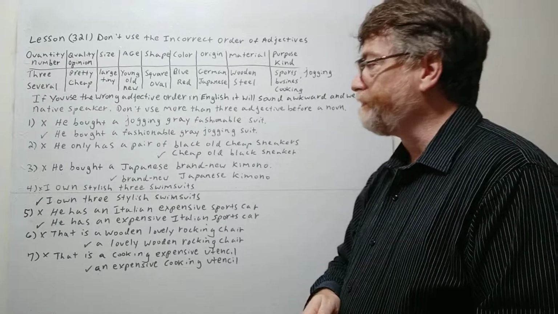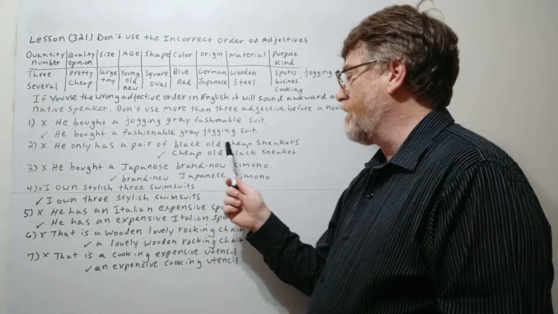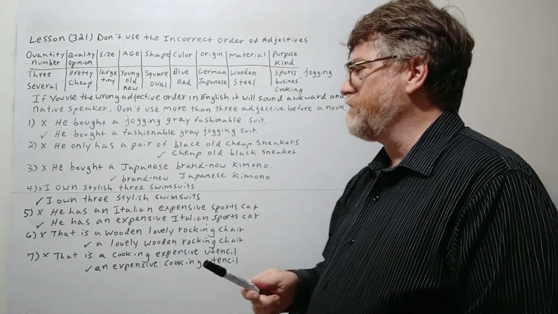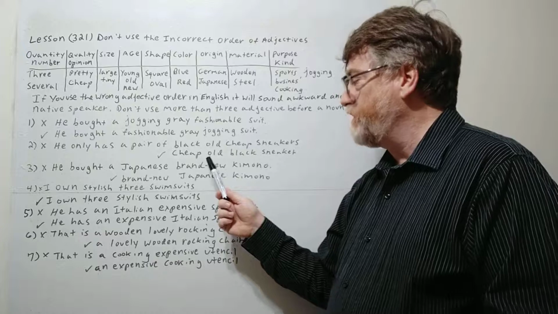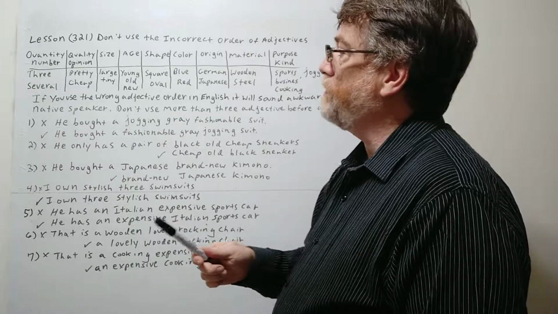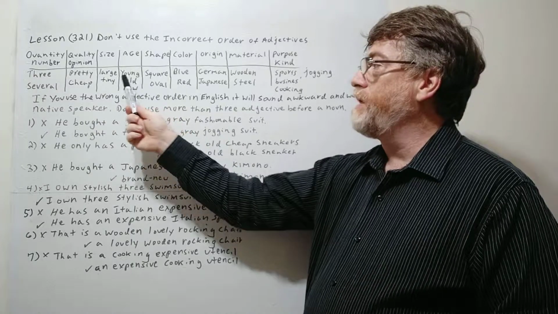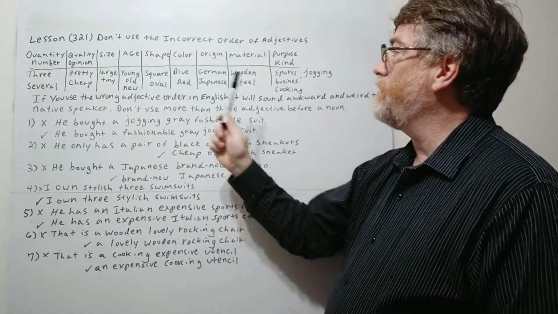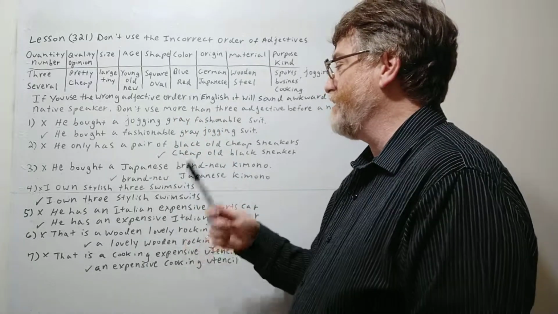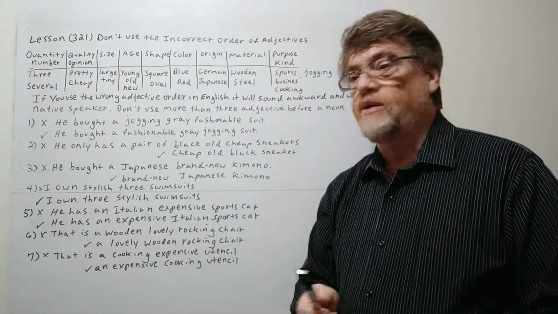Okay, let's look at number 2. Again, with the X, this is wrong. He only has a pair of black old cheap sneakers. Again, it sounds a little weird to a native speaker. So what's the correct way? He only has a pair of cheap old black sneakers. Again, why do we do this? Cheap would go under quality, so that should be first. Old would be age, so that would be after the cheap. And black would be the color. So that's why it should be in that order rather than the other one where you had black, old, cheap. That would be wrong.